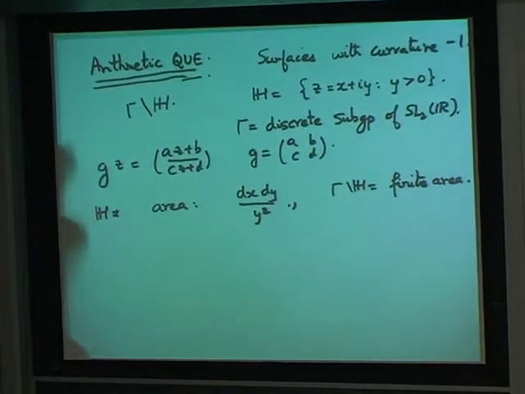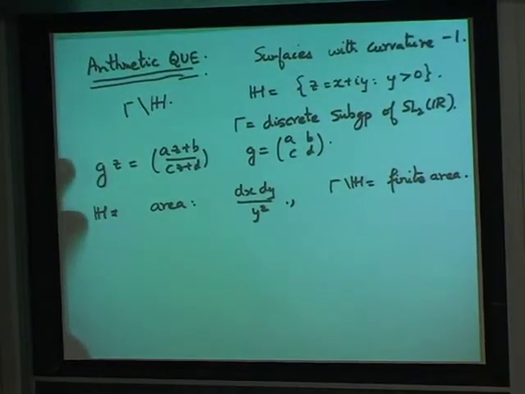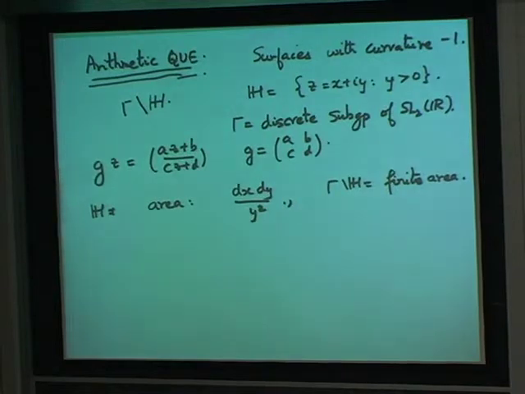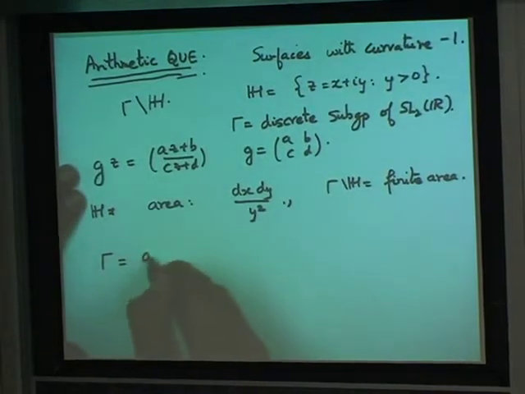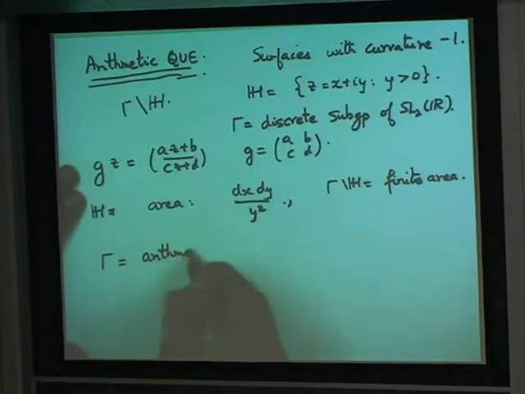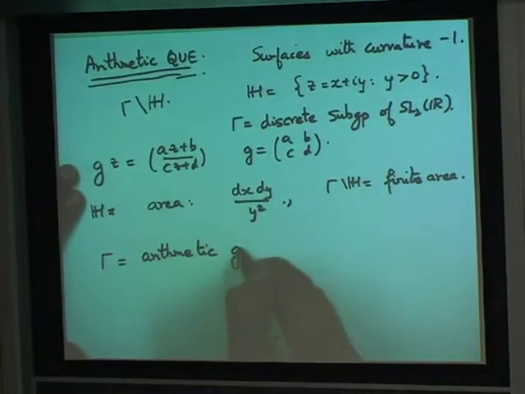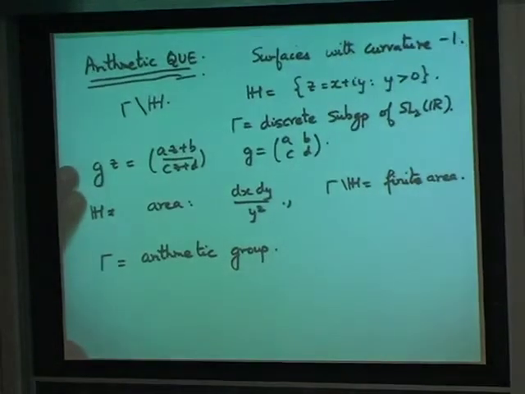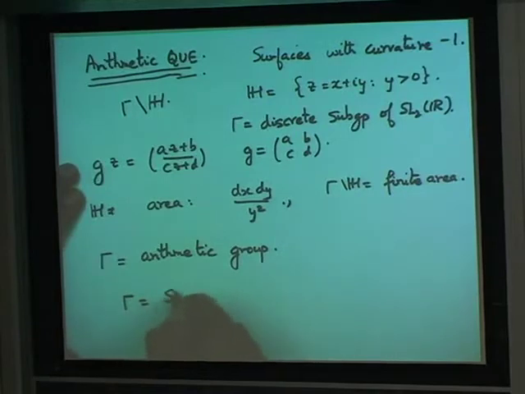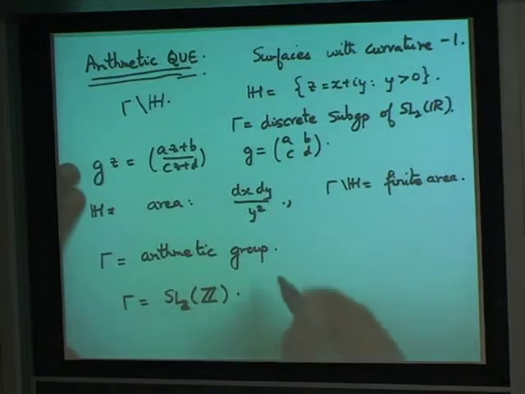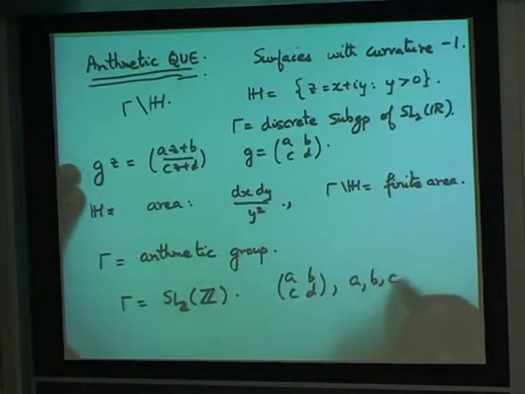So this is kind of a big reduction of this general QE problem, but this also is not something we can solve. So we make one further reduction, which is that we want gamma to be arithmetic. I'm not going to say precisely what it is, but for me, gamma from now on is going to be SL2Z, which everyone can see is something arithmetic. So these are matrices a, b, c, d with a, b, c, d being integers.